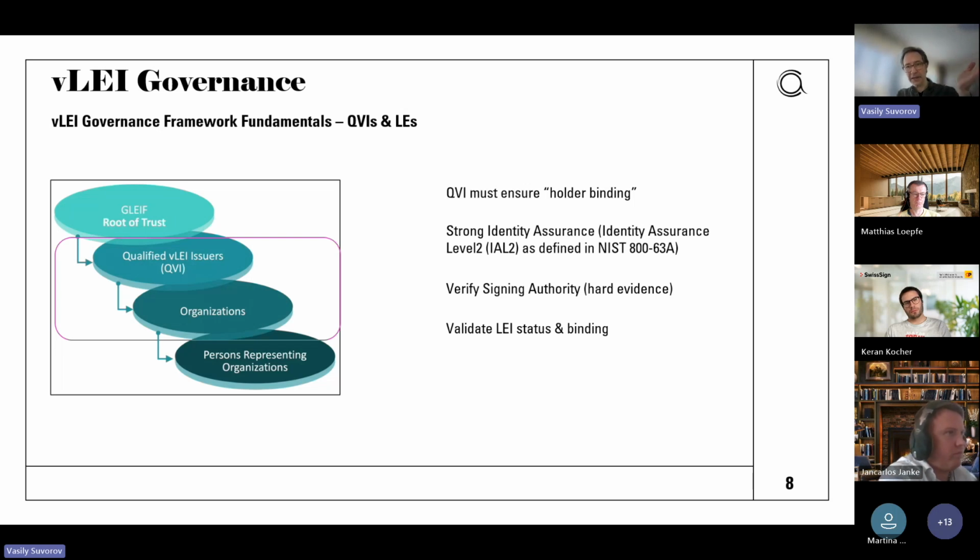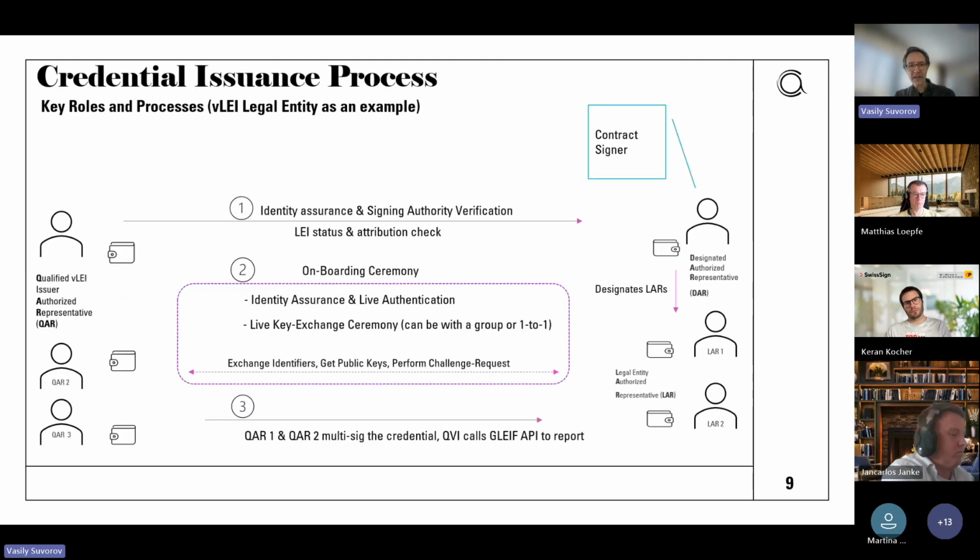You do holder binding, you verify who people are, you verify that they have signing authority, hard evidence. For that you look at the documents, so you do due diligence. And you also verify that they have good standing around the LEI, right? The legal entity identifier as well. And then it's done, basically. So bringing it all together, basically that's what it looks like.